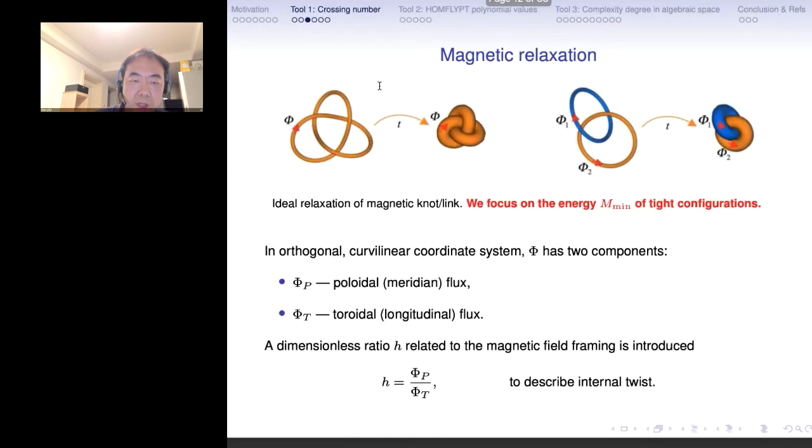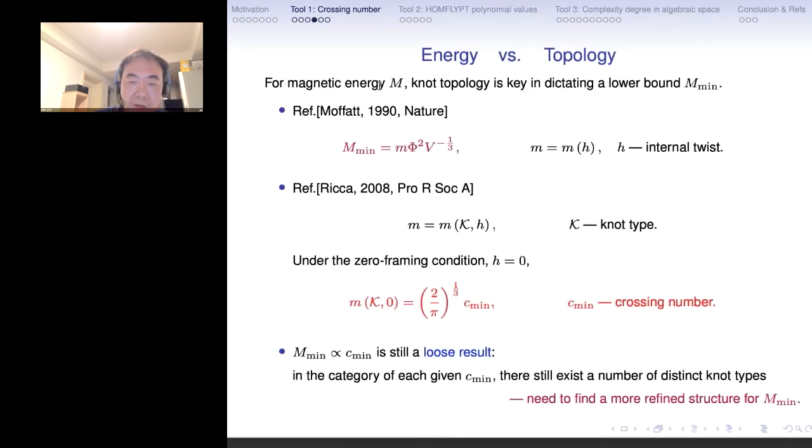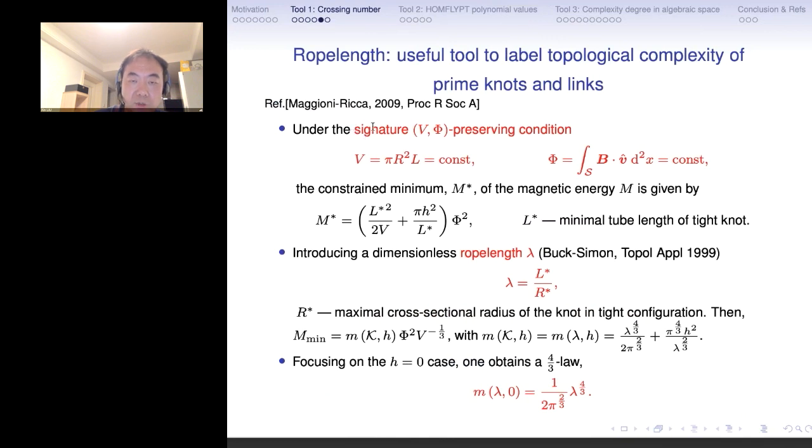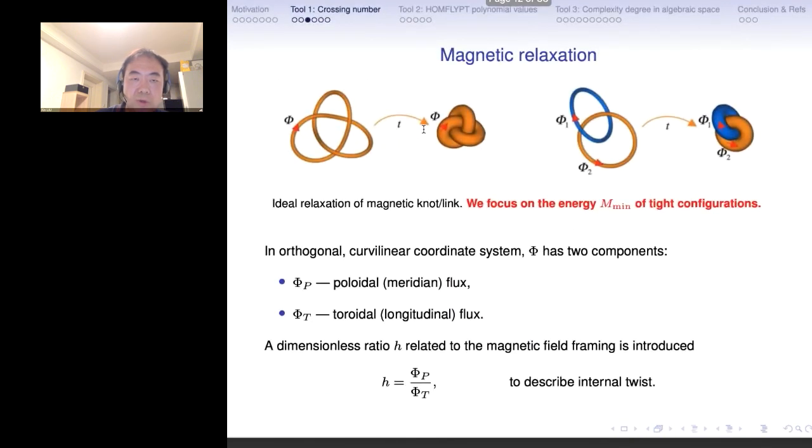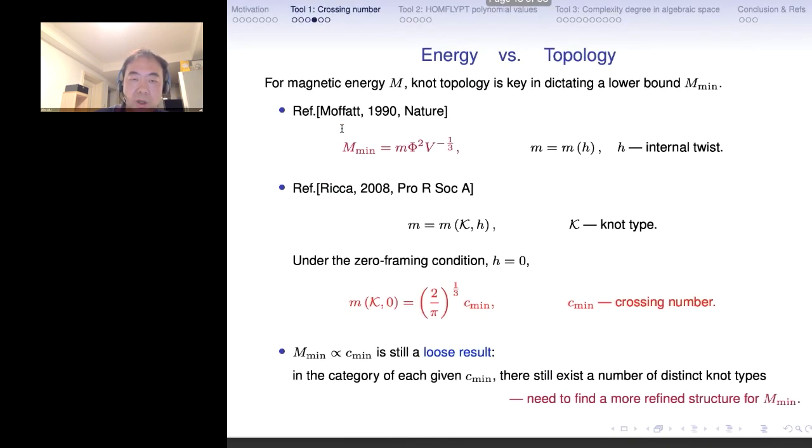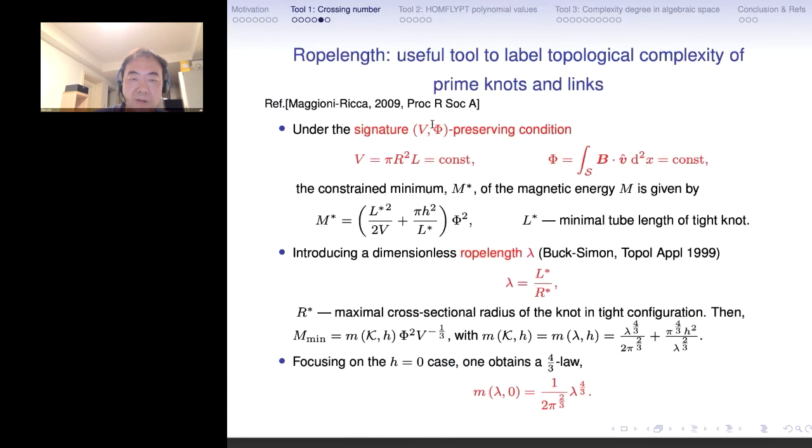So if we just consider, I think I just delete one page, if we just think about the signature preserving condition. Signature preserving just means to preserve the total volume of the tube. We just keep the volume preserved, then we keep the magnetic flux preserved. Under these two conditions, we can find the total magnetic energy, M star, and its relationship to the topology of the shape.